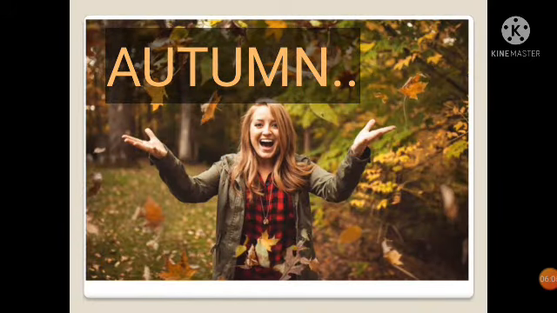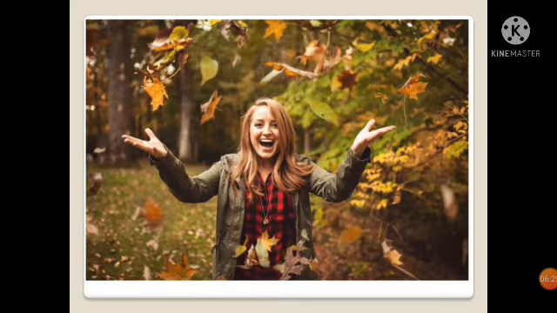This girl is happy with the dry leaves falling. And if you ever happen to stand under a tree when the leaves are falling, it's a beautiful, wonderful experience. Have you ever stood under a tree with leaves falling? Yes, I have. In my school, I have stood and the leaves fell upon my head and the whole of my body. And it's a wonderful experience.